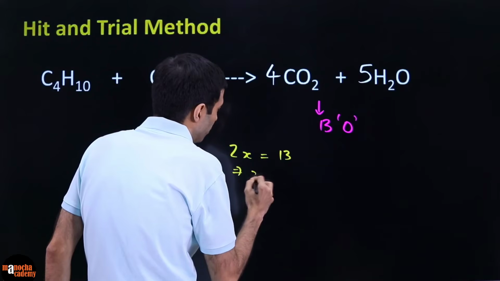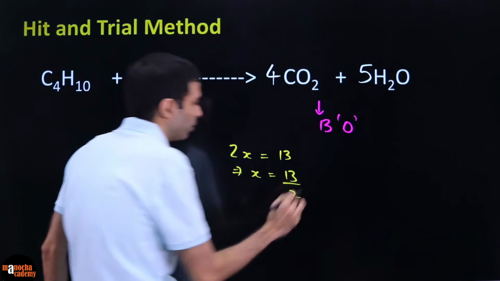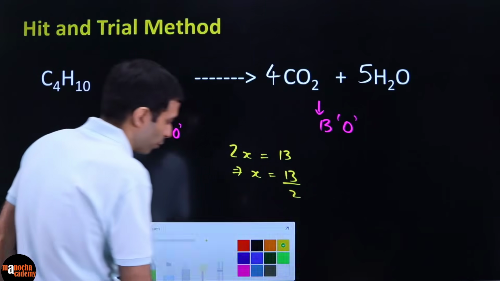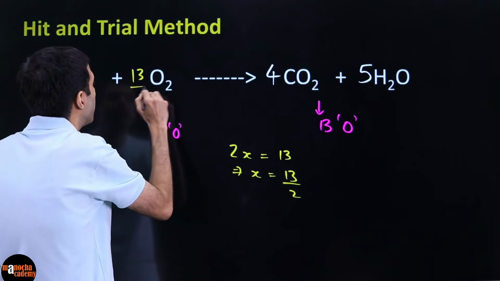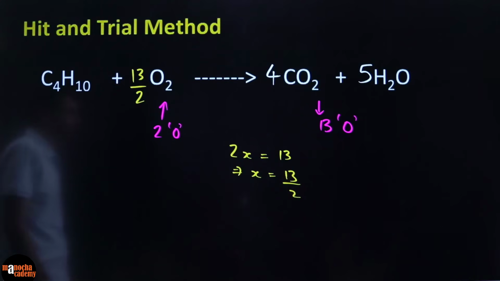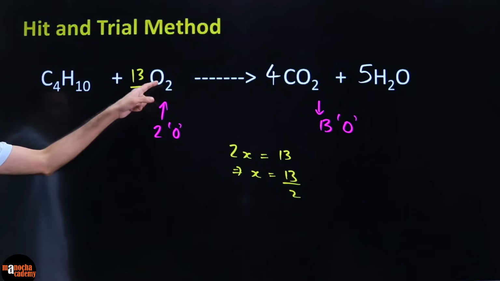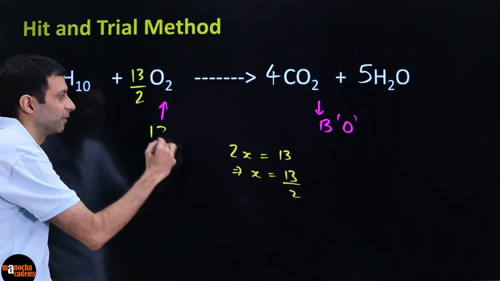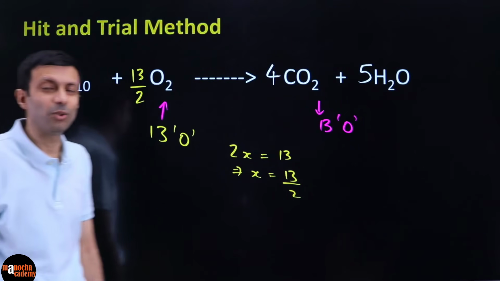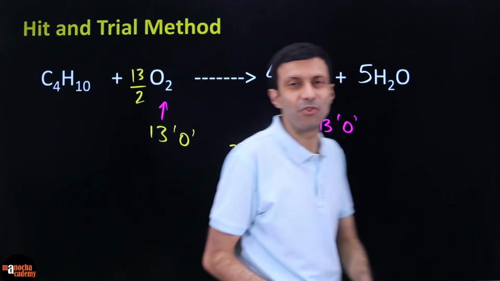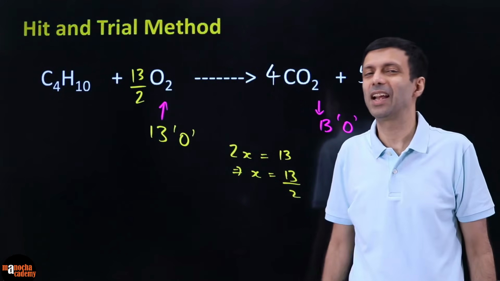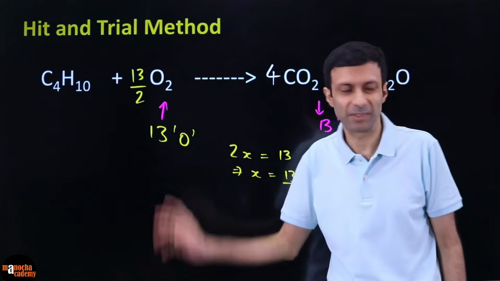So what if I do 13 by 2? If 13 by 2 is my multiplier. So let's say I put 13 by 2 here. Would it finish it off? 13 by 2 times 2? 13 oxygen. Done. So can you see how the fractions trick can really help us here to quickly balance the equation? And of course the last step is to get rid of the fractions.